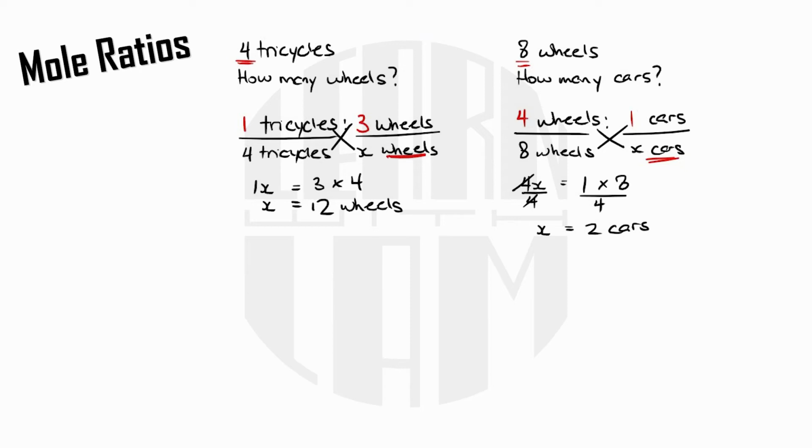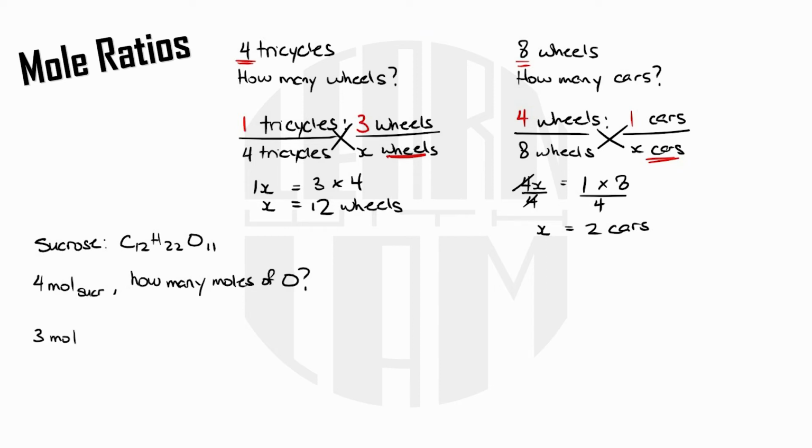Okay, I think it's time for a chemistry example. Let's look at sucrose. Now, sucrose is made up of 12 carbons, 22 hydrogens, and 11 oxygens. So if I have 4 moles of sucrose, how many moles of oxygen do I have? And what if I have 3 moles of carbon? How many moles of sucrose do I have? And lastly, if I have 5.5 moles of hydrogen, how many moles of carbon do I have?